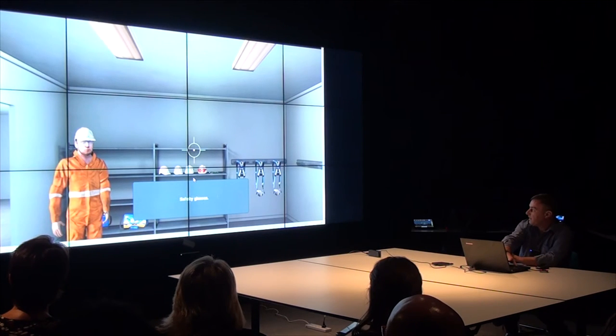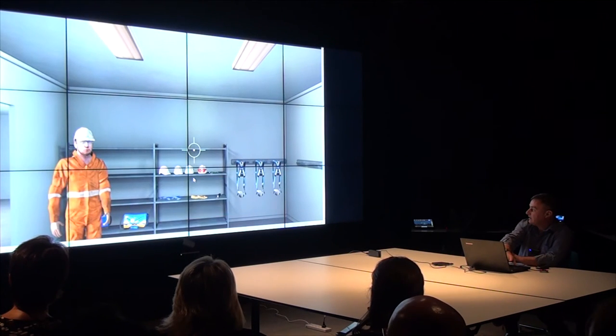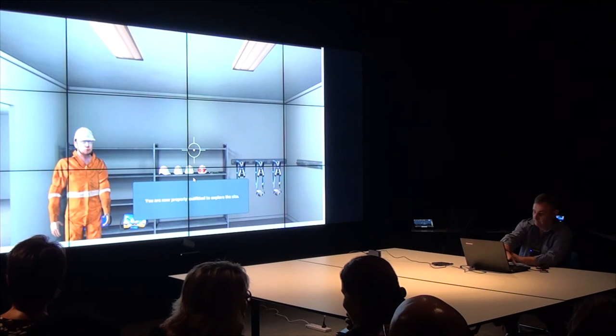Safety glasses. You are now properly outfitted to explore the site.